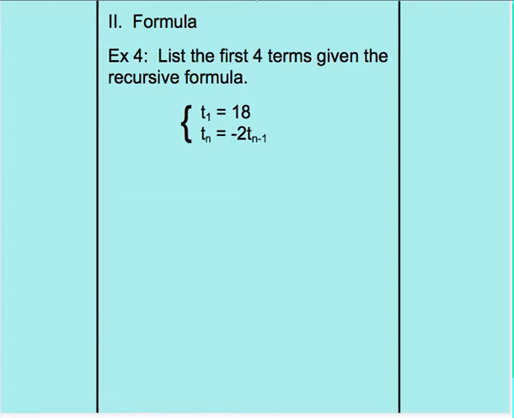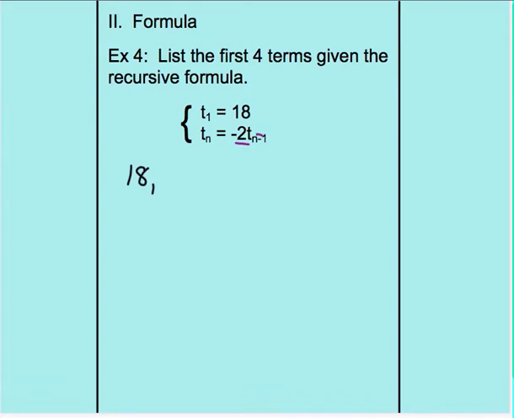Now we're going to take a look at some of the formulas as well as geometric means. So first we've got a recursive formula. We take our first term, multiply that by, we can tell that the common ratio is -2. So we're multiplying each term by -2.